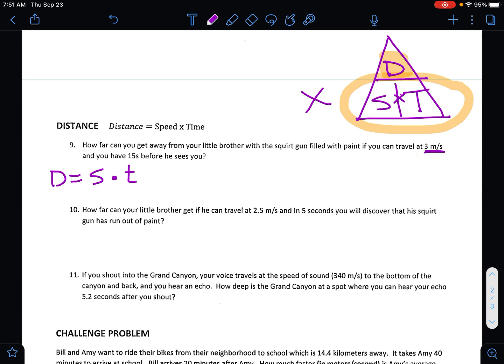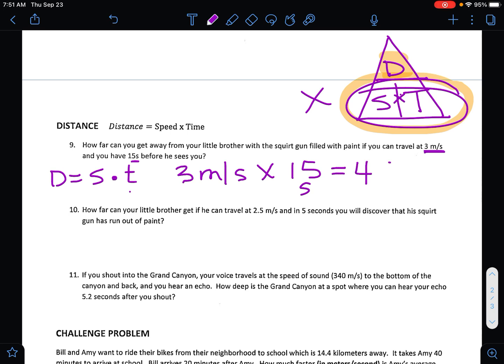What do I have? I'm looking for my speed first. There is my speed. So 3 meters per second. All right, and then I'm looking for my time, 15 seconds. So I have to multiply these two together, right next to each other here. So I'm going to multiply 3 times 15, which is 45.